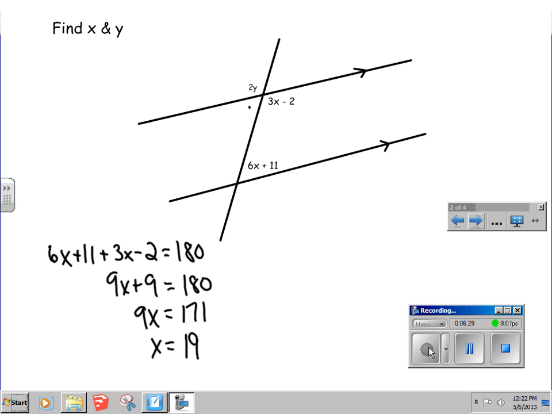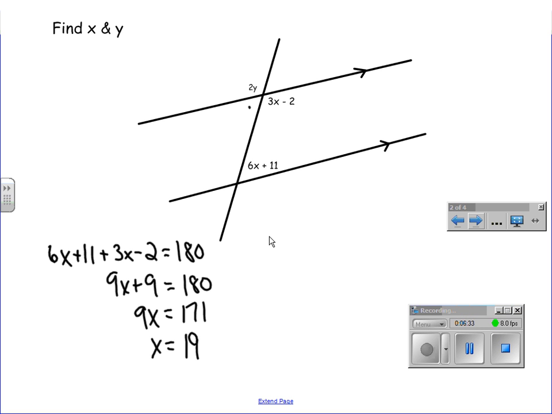3x minus 2 equals 2y. Okay. 3x minus 2 equals 2y. By what property? Vertical. Vertical angles tells us that. But we still got an x and y in there, and that's yucky. We just want to get it down to y. So what can we do, Ben?